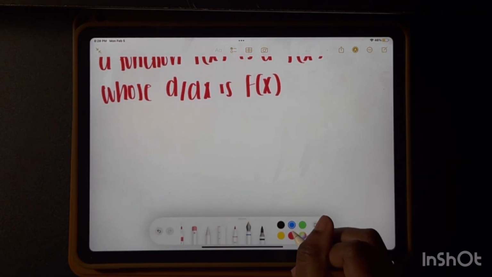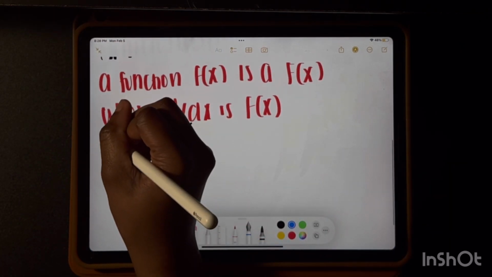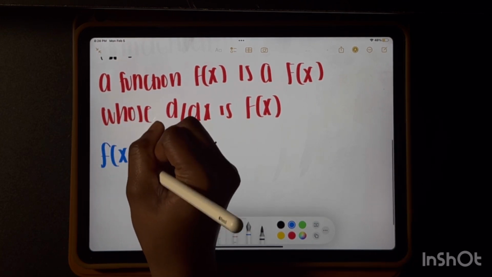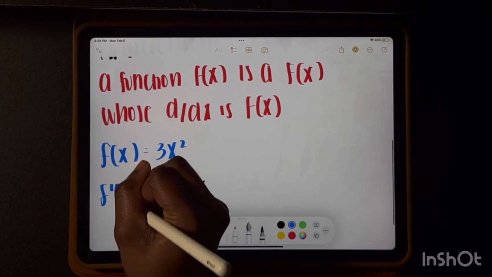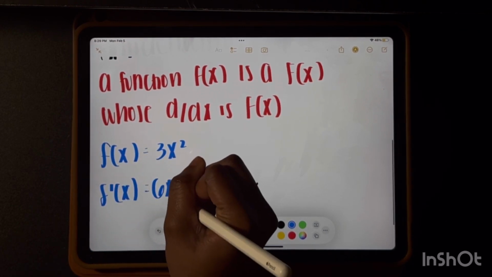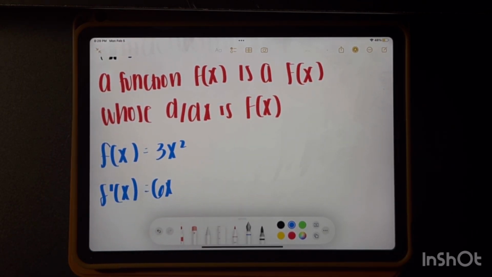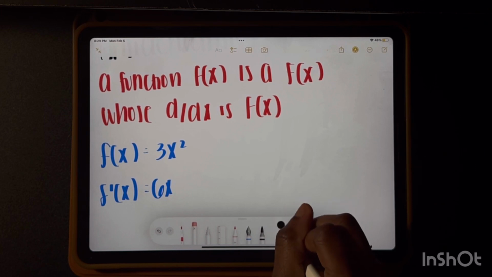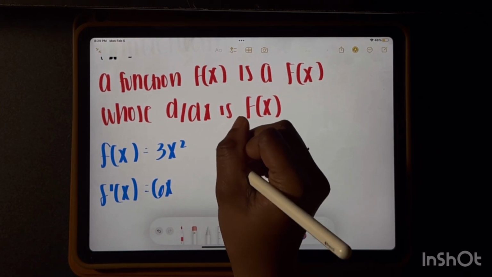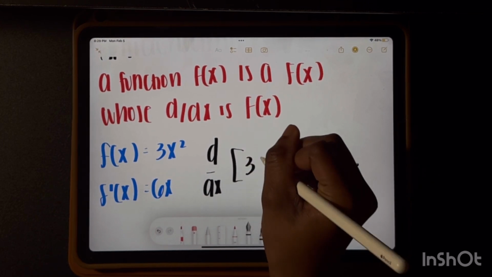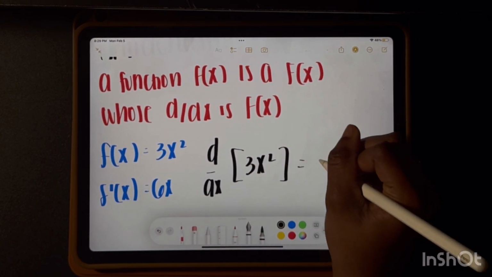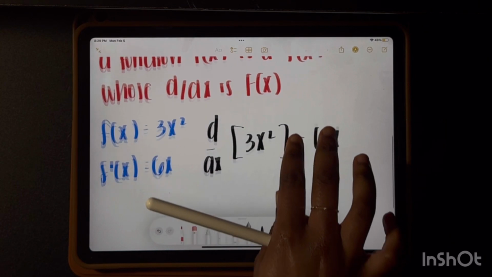So for example, if I had a little f of x of 3x squared and my f prime of x was 6x, the expression 3x squared is an antiderivative of 6x because the derivative of 3x squared equals 6x.